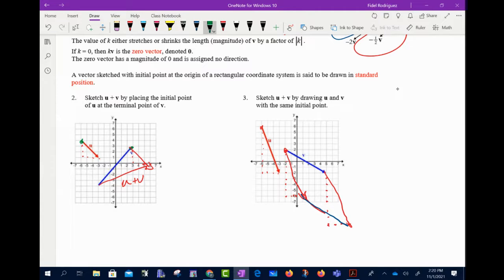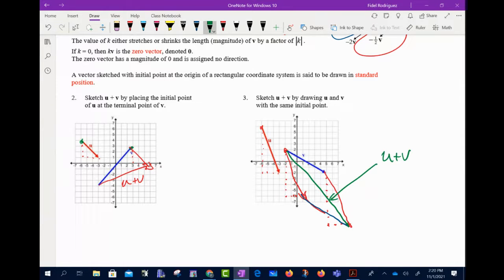And then remember what the u plus v looks like, y'all? It's the diagonal. So what I have there in green is that u plus v. And that's like the parallelogram, right?